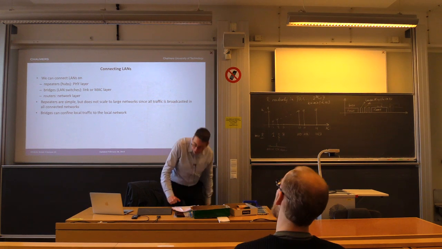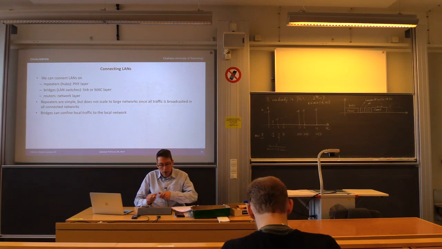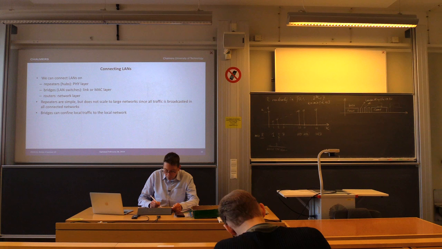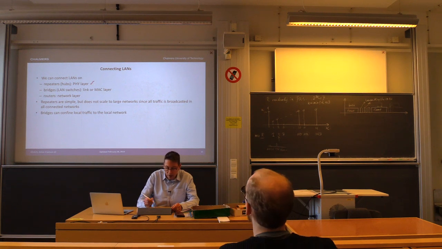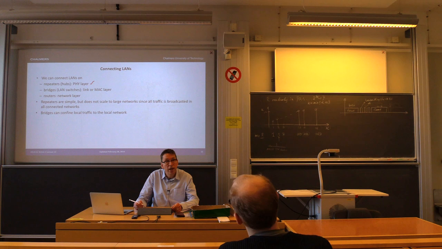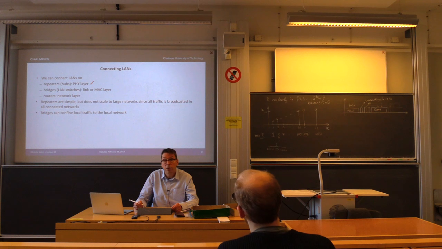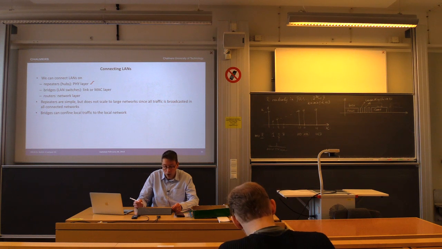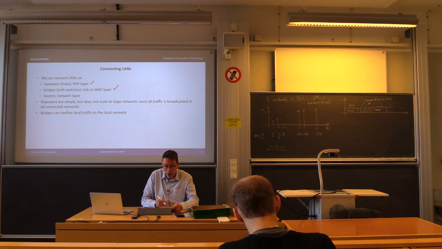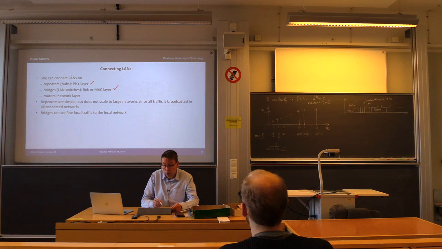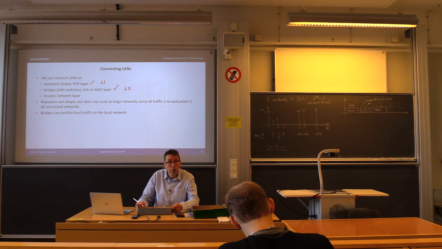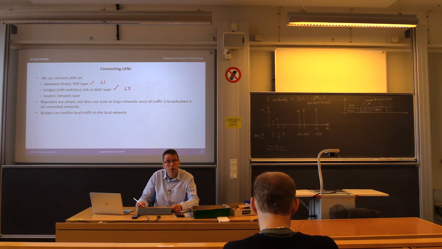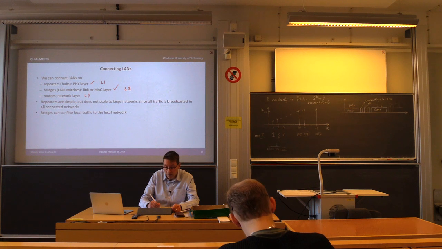So then there are three main ways we can do that. We can use repeaters or hubs, and these are layer 1 devices, basically that process only the physical layer channel, does not look at any addresses or anything like this. Or we can use something called bridges or LAN switches, and these are things that work on the link or MAC layer. So this is layer 2 devices, these are layer 1 devices. And then we can have routers, and these work on the network layer, and these are layer 3 devices.